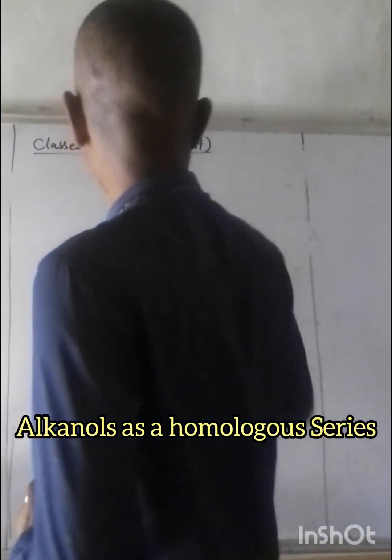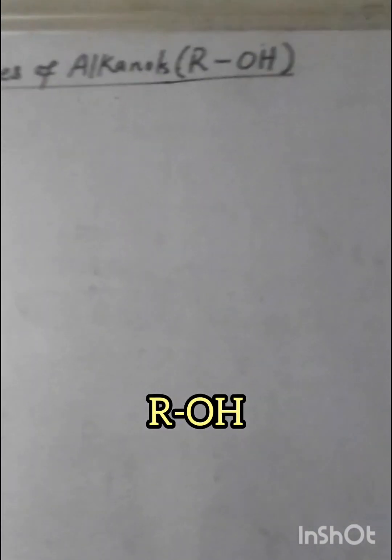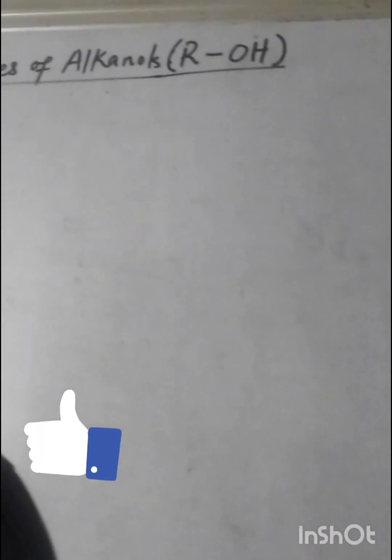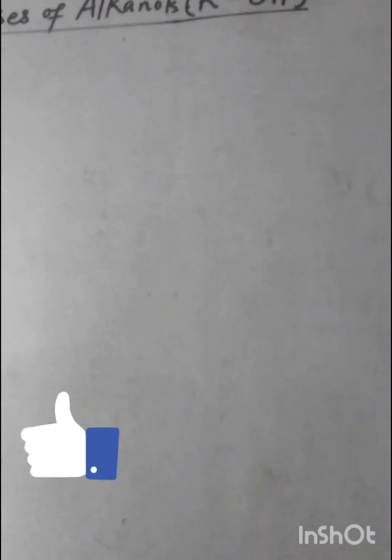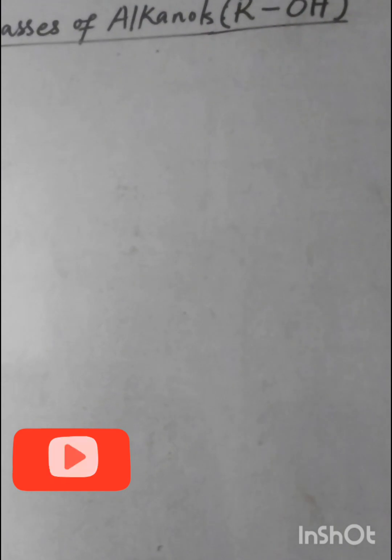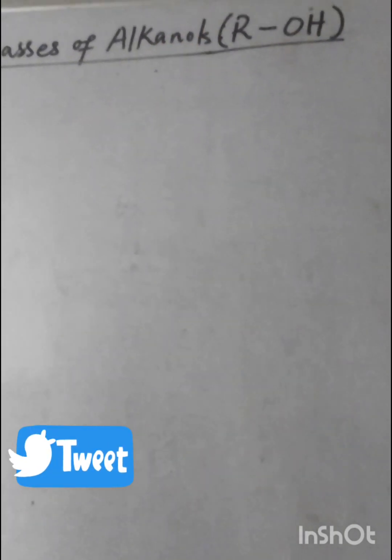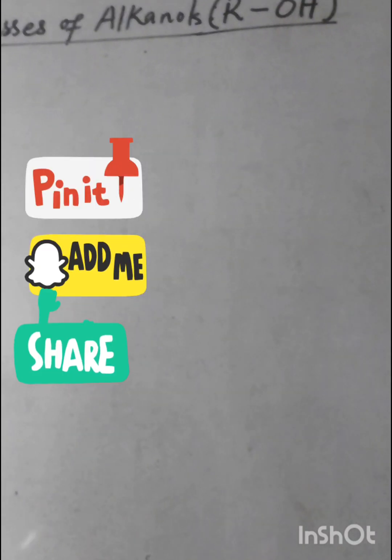And for alkanol, the general formula is ROH, R being the alkyl group. So that is the general formula of alkanol. An alkanol is a member of a homologous series which contains a hydroxyl group attached to one of the carbon atoms. At least one hydroxyl group attached to one of the carbon atoms.